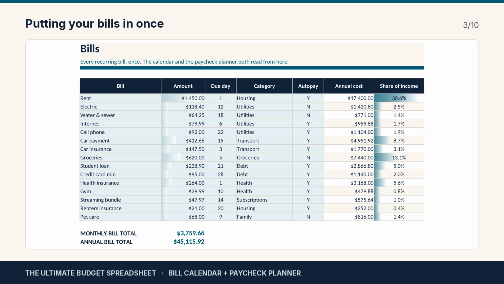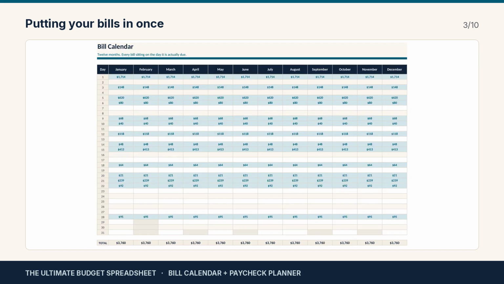And now the bill calendar. 12 months. Every bill sitting on the day it is actually due, and the short months handled properly, so a bill due on the 31st lands on the 28th in February instead of vanishing. Nothing typed. That whole grid is formulas reading your bills tab.